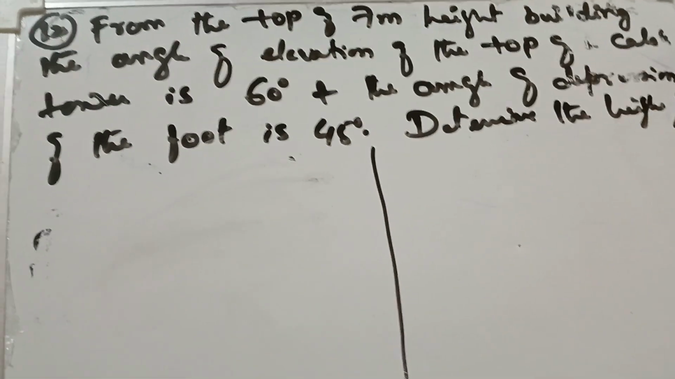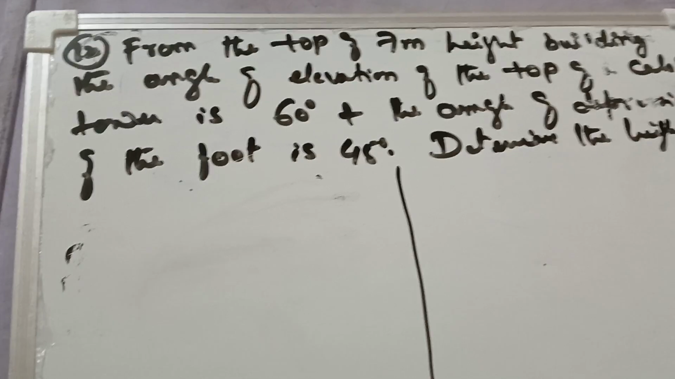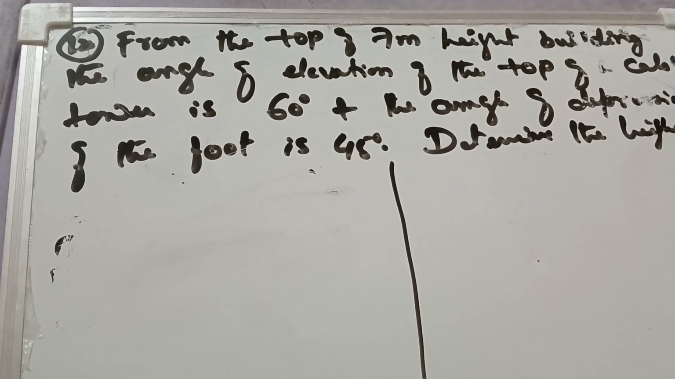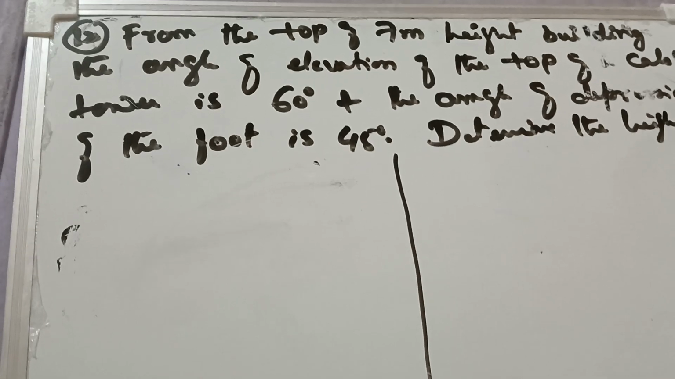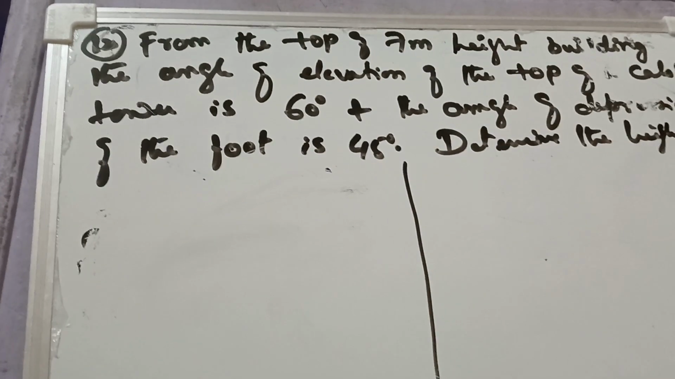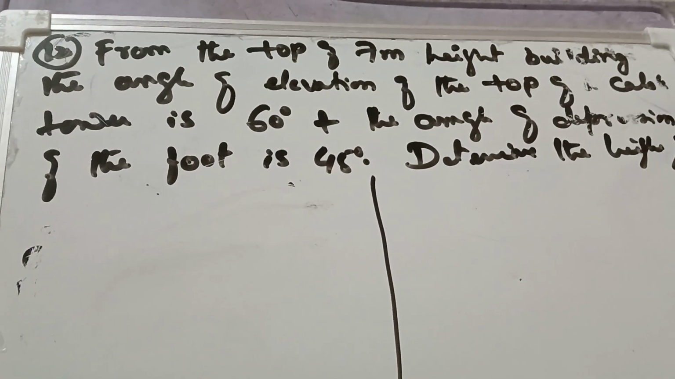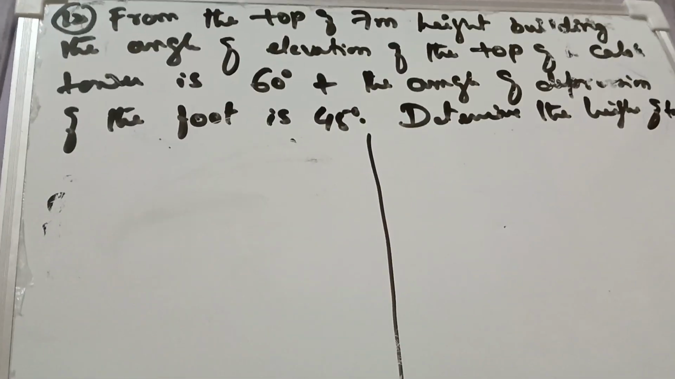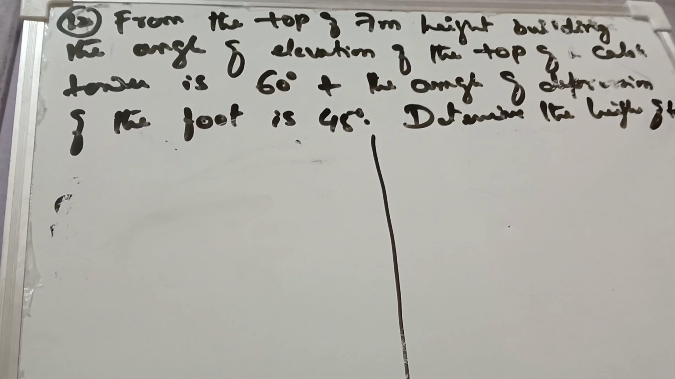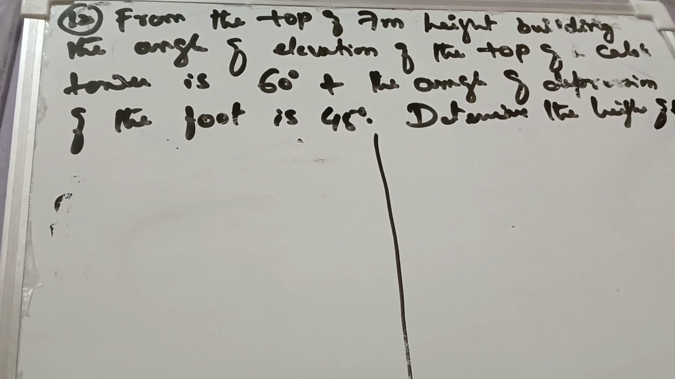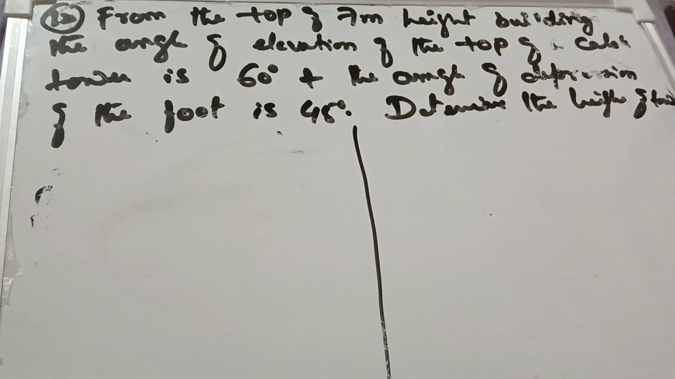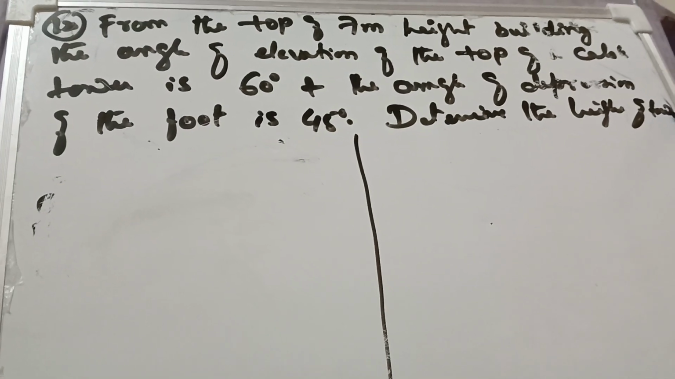So today we will solve the 12th problem from the chapter Some Applications of Trigonometric Ratios, Mathematics, 10th standard. The problem is: from the top of a 7-meter height building, the angle of elevation of the top of a cable tower is 60 degrees and the angle of depression of the foot is 45 degrees. Determine the height of the tower.